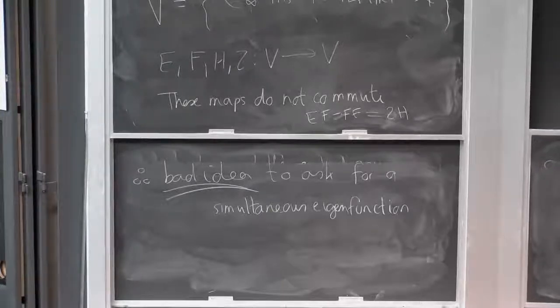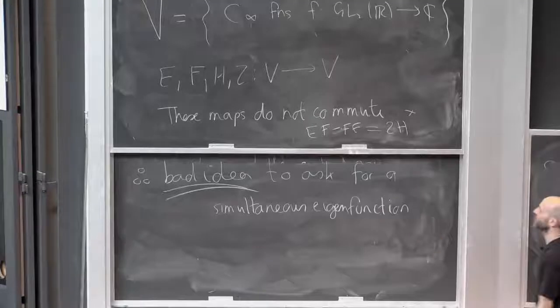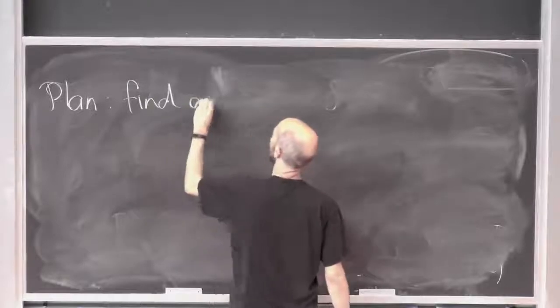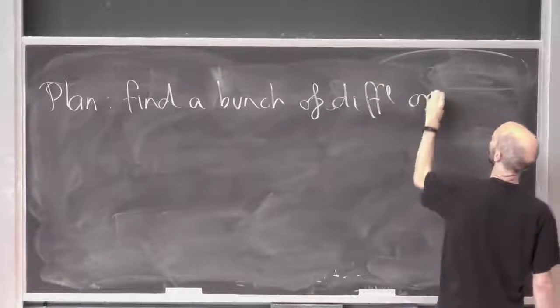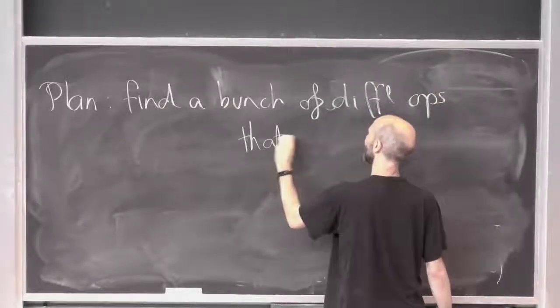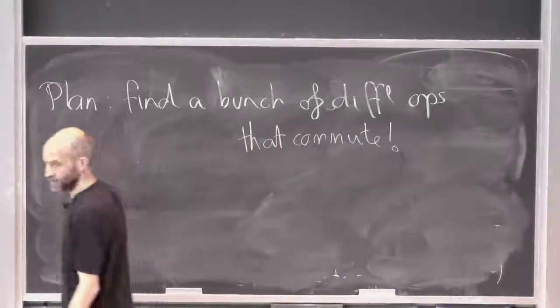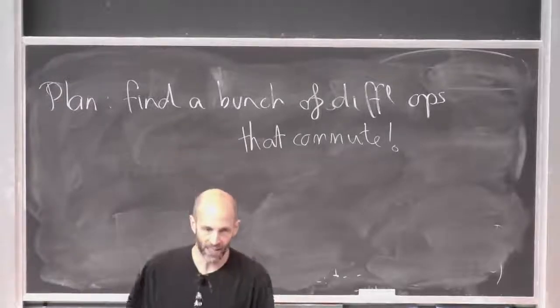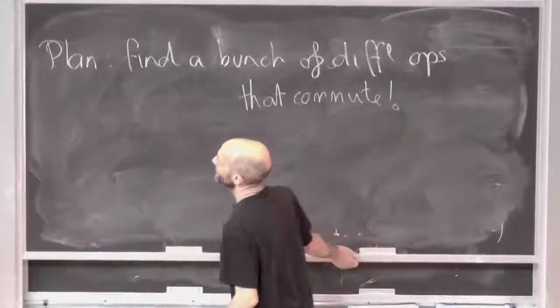Here's the fix. This is the worst thing, right? Having simultaneous eigenfunctions sounds like a really good idea, but these do not commute, okay? So here's the plan. Let's find a bunch of differential operators that commute. Because E, F, H, and Z certainly do not, right? And now I'm going to do a crazy thing, okay?